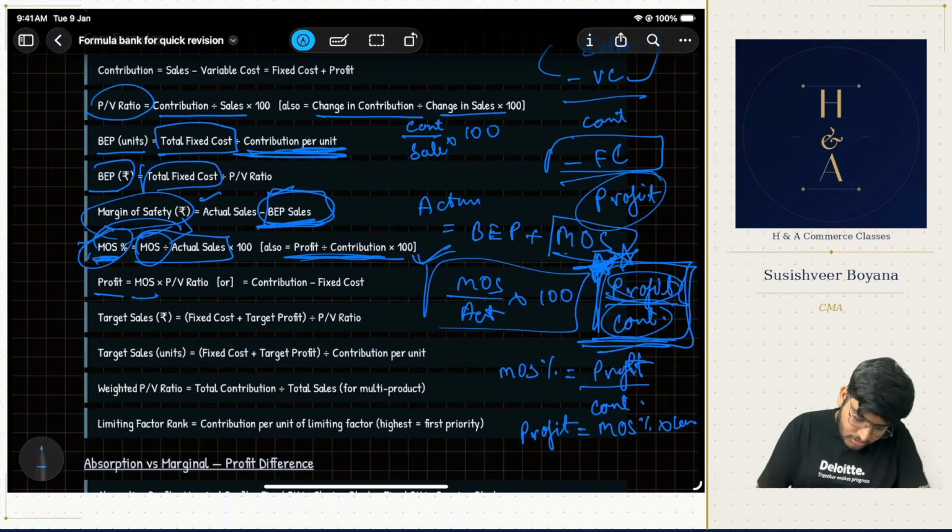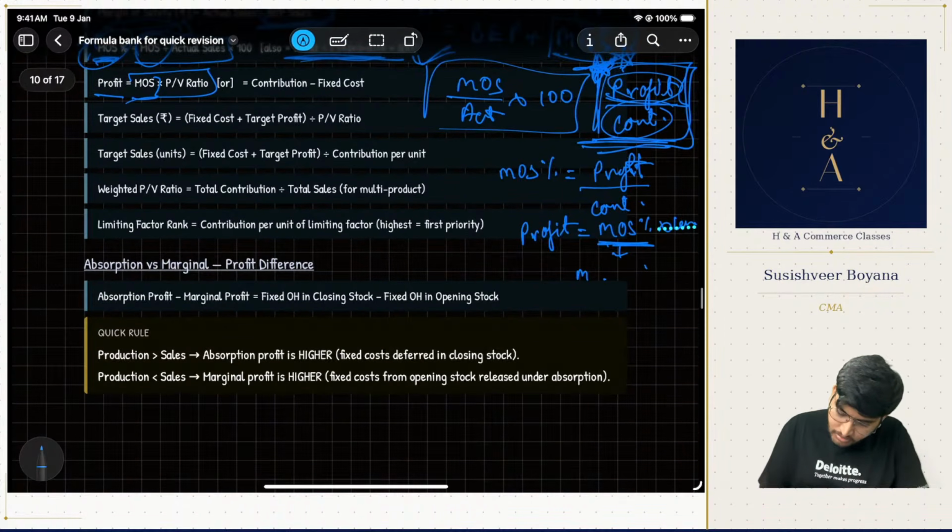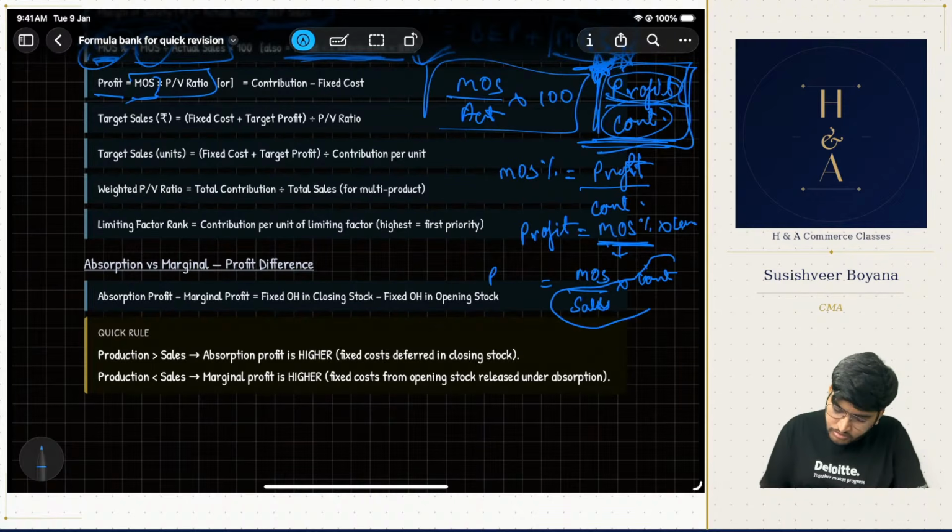Sir, what is MOS into PV ratio, sir? If you start expanding it, MOS divided by sales, right? Then the sales is at bottom. Contribution by sales is PV ratio. What is this, sir? MOS by actual sale, yes or no? So can I just write sales into contribution equals to profit? Sir, we already know contribution by sales is PV ratio. So PV ratio into MOS equals to profit.